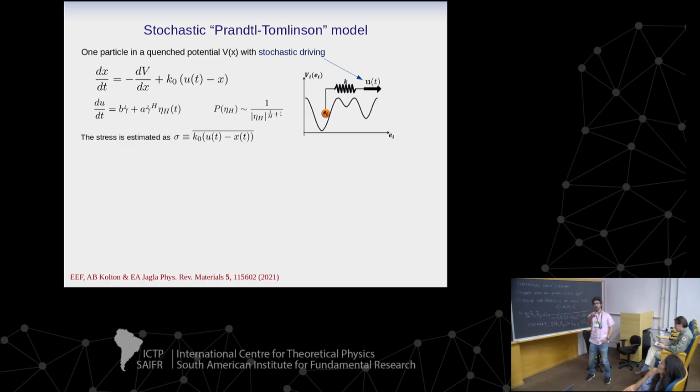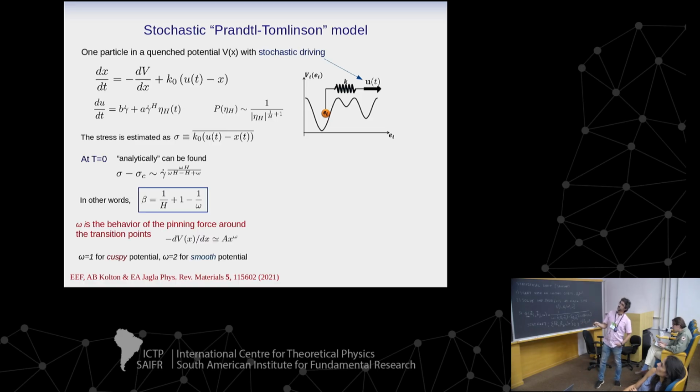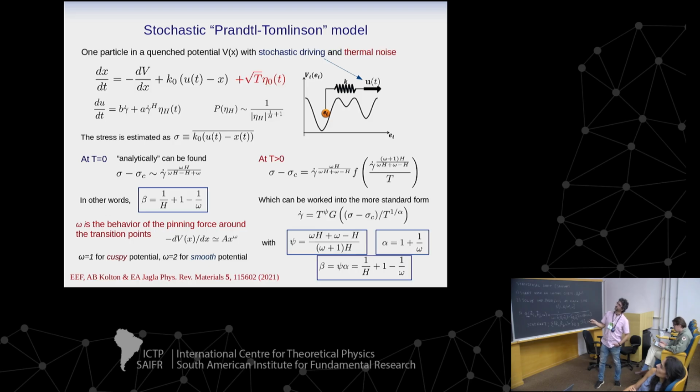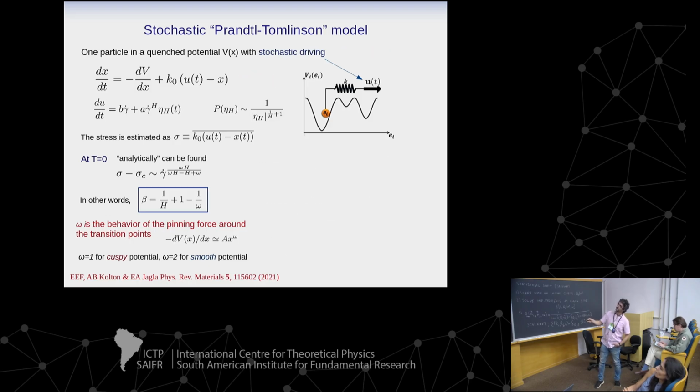So you are pulling at a constant velocity, but on top of this constant velocity, there is a noise that you have to put like this to have the h Hurst exponent for the noise. And then you measure the stress, okay? I will not go through the derivation of this because it's very long. But then you can find analytically a given exponent for the flow curve. And this exponent will be 1 over h plus 1 minus 1 over omega.